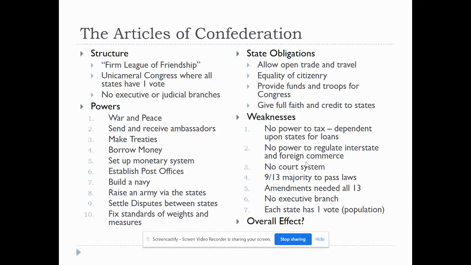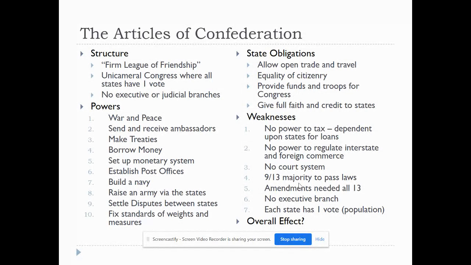There's no power to regulate interstate and foreign commerce, which is another word for trade, which becomes a problem. There's no court system at the national level. If you want to pass a law, you have to get 9 of the 13 states to pass it. So it's not even just a simple majority. You have to have a super majority, if you will. And then if you wanted to amend the document, you need to get all 13 states to say, yep, we're going to change it. And if they add states, it's going to have to be unanimous even after that.